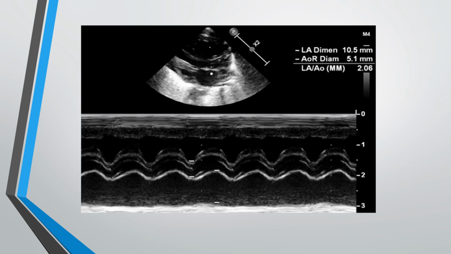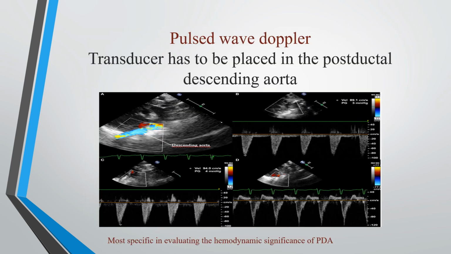Here this is the M mode in the parasternal long axis view, in which we measure the aortic valve and LA, and the LA to aortic valve ratio is taken. Here it is 2.06, so it is a hemodynamically significant PDA. Then we put the pulse wave Doppler across the PDA. The transducer we place in the postductal descending aorta.